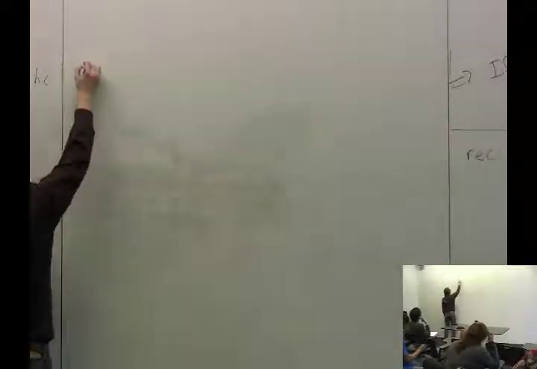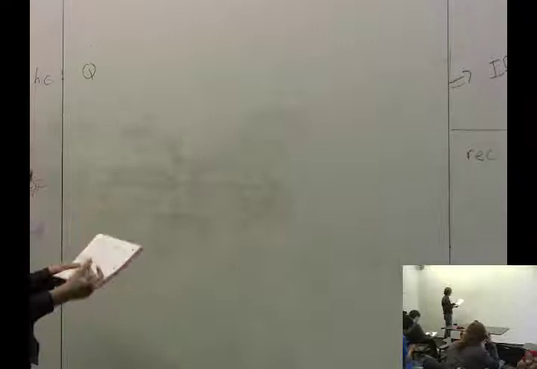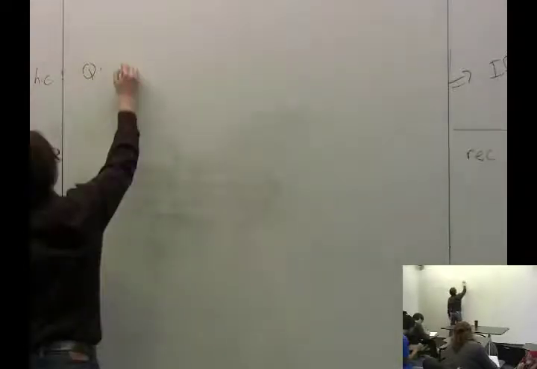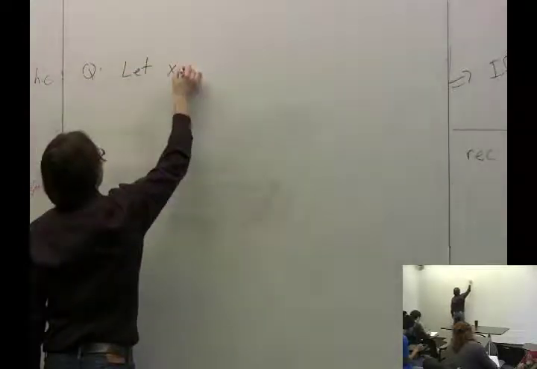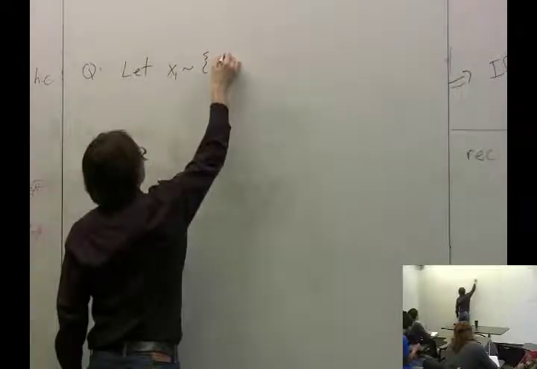Okay, so maybe I shouldn't have erased just that. Well, anyway, okay, so on that note, let's think about our simplest possible random variable, a random bit. So let x1 be a uniformly random bit.